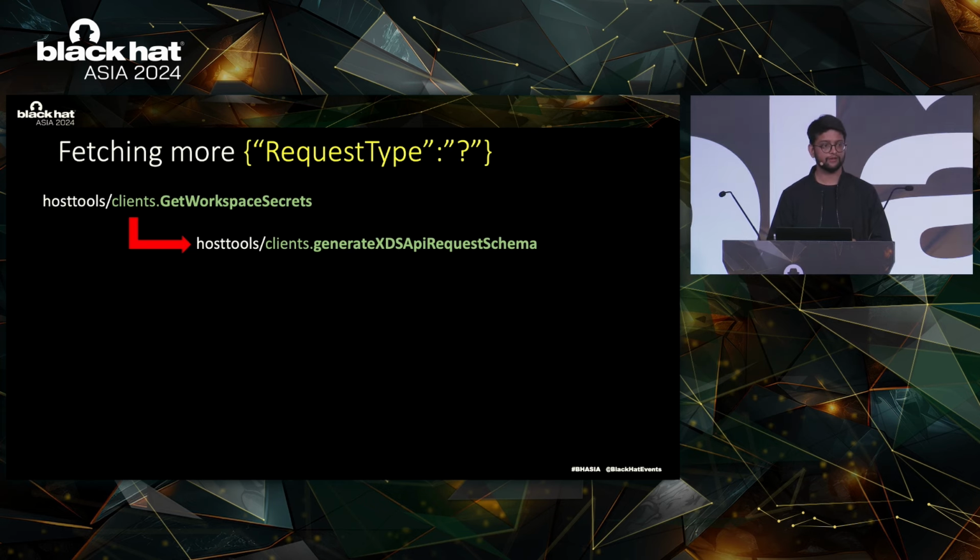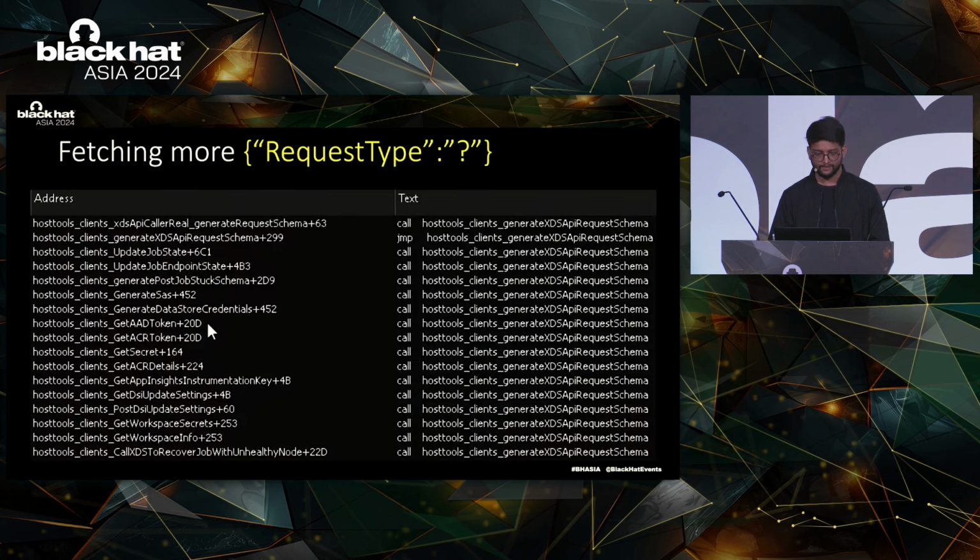So the idea was to look at all the cross references across all the binaries to this particular function and find out what else could be done. And this is the list that we came up with. In this, we have generate SAS, generate data store credentials, get ACR token, get secret. So we pick get AAD token because that's interesting. And back then, I don't think Azure AD was renamed to Entra, so we were good.